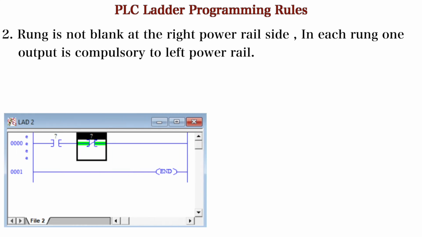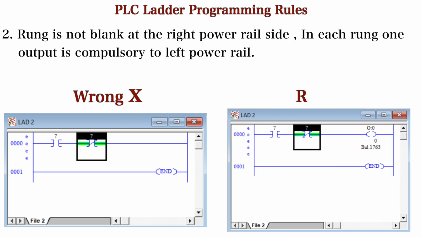Okay, in the first diagram you can see, which is a wrong way to design the ladder, the two inputs are connected but there is no output connected on the right. But in the second figure you can see the right way to connect input and output, here the output is also connected to the right power rail, so it is a correct way to connect any input or output in a ladder diagram. So in any rung in the ladder diagram, there must be an input and there must be an output.